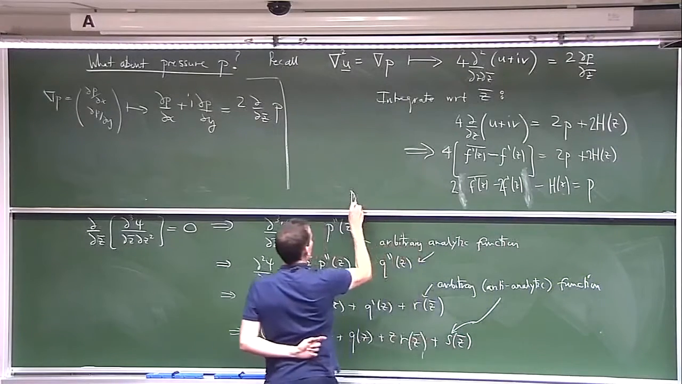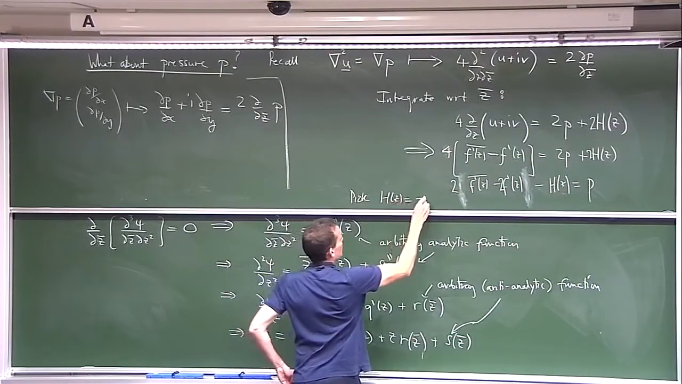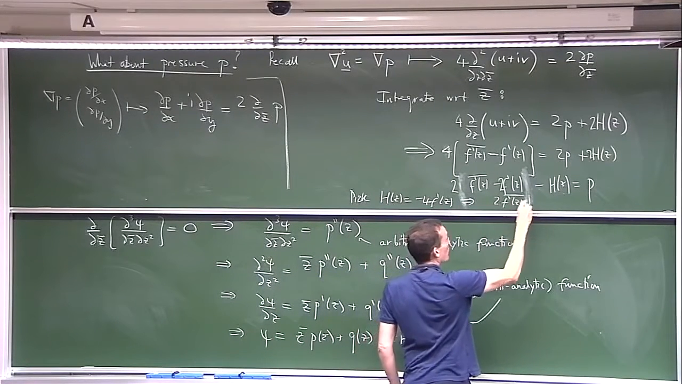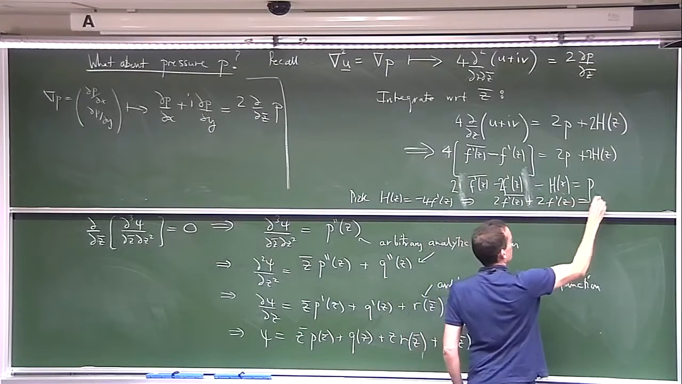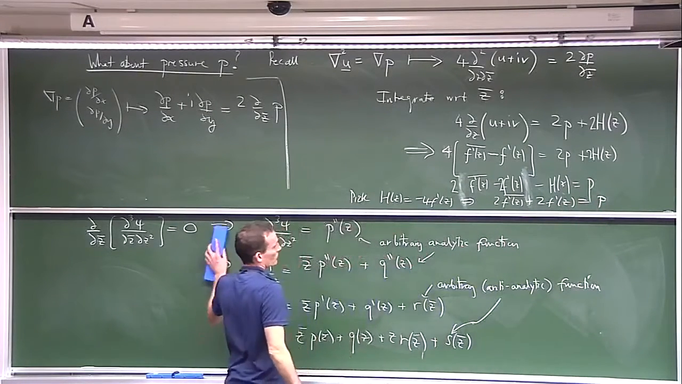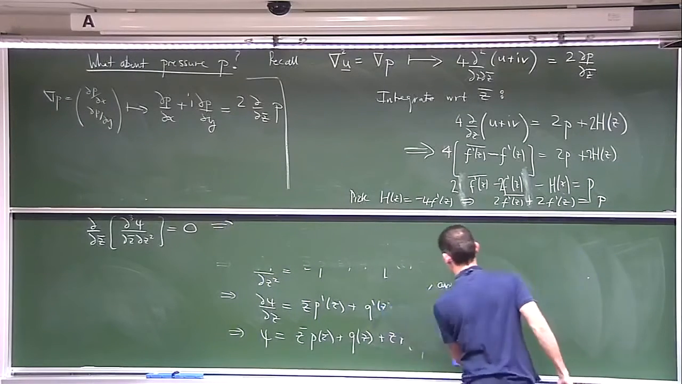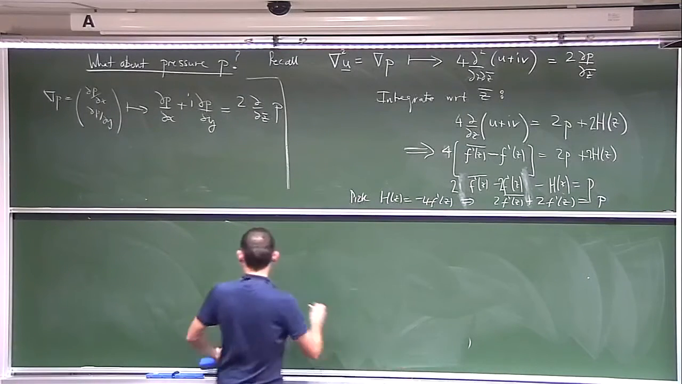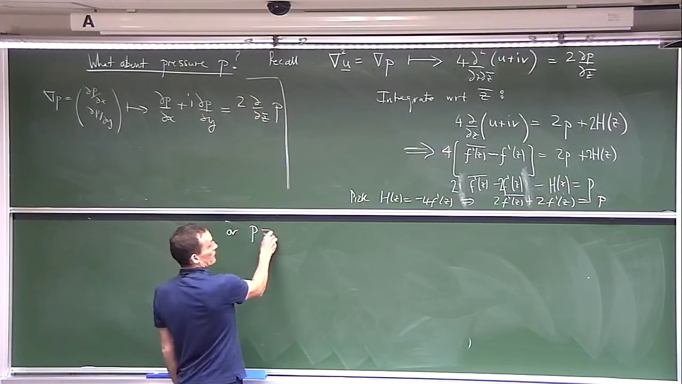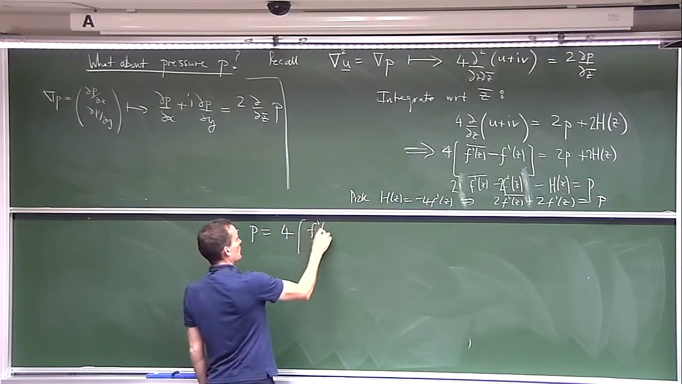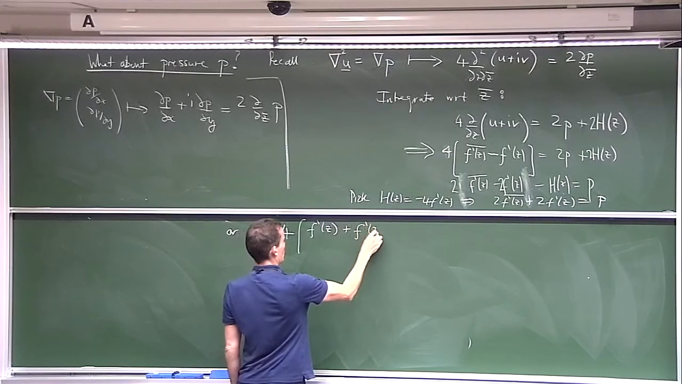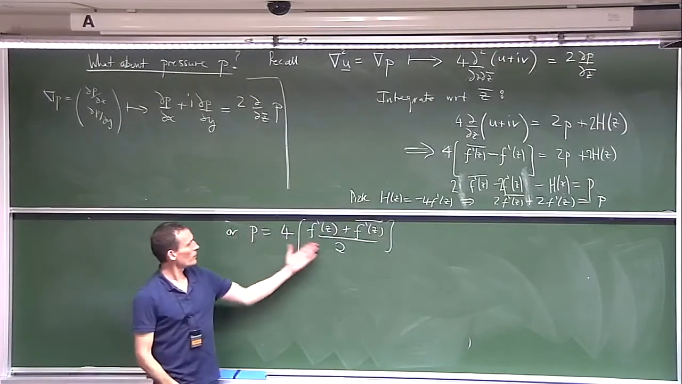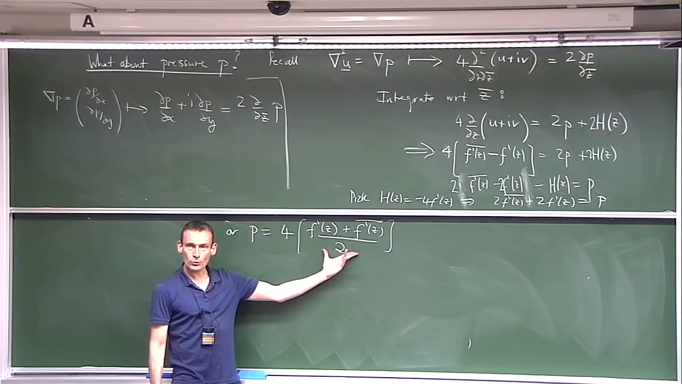So pick H of z to be minus 4f prime, which implies that 2f bar prime bar plus 2f prime z is P. The pressure. Okay? Or P is 4 times the real part. I've just rewritten it differently, because this, of course, is the real part of f prime.